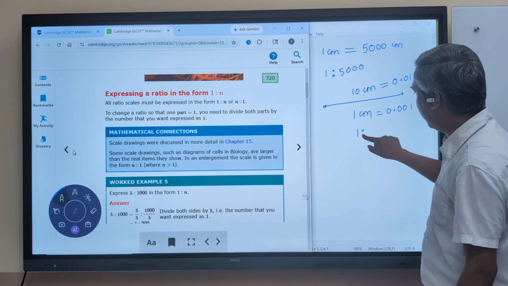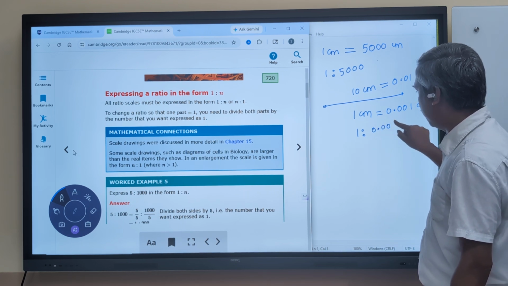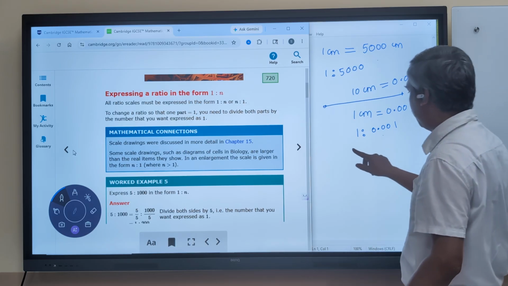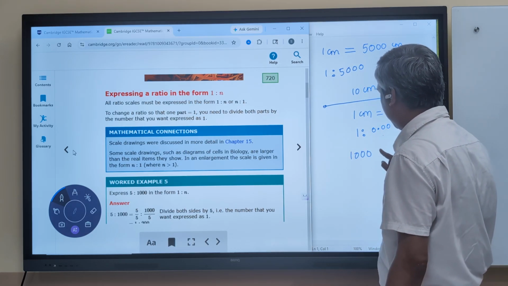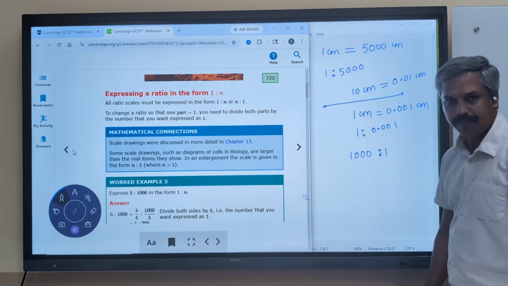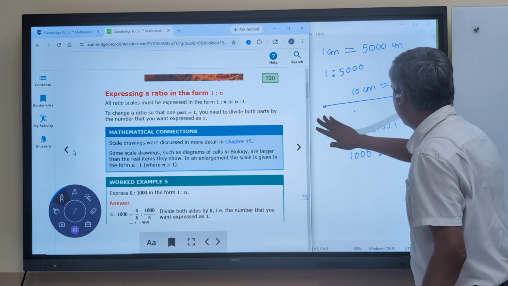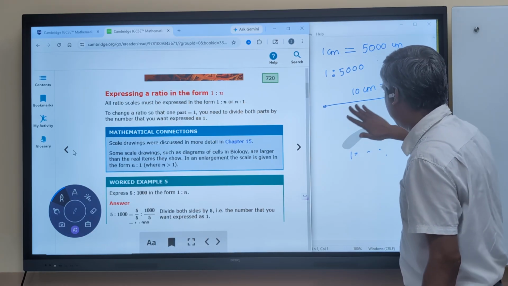So the ratio is 1 is to 0.001. We don't keep it like that. So we'll multiply both by 1000, so we get 1000 is to 1. Or if you want, we can convert it like this as well.